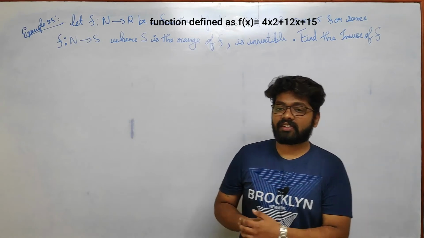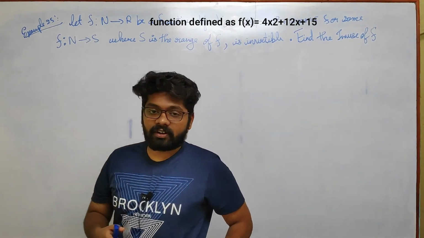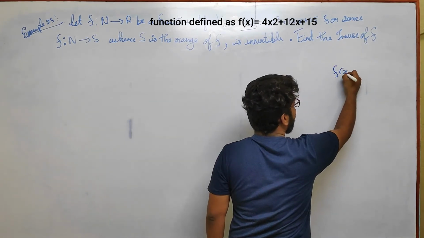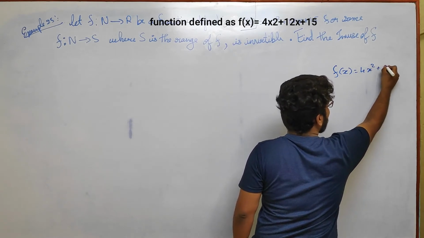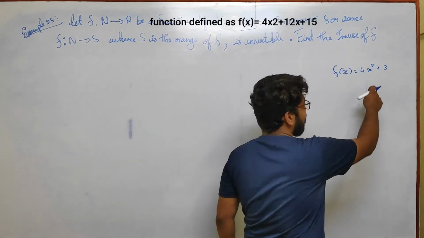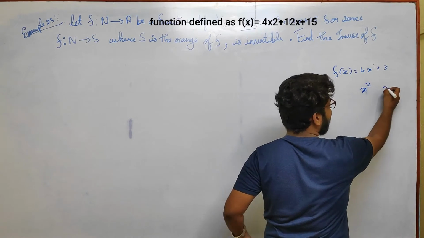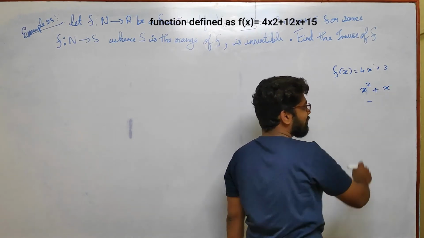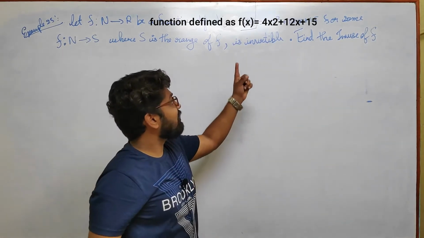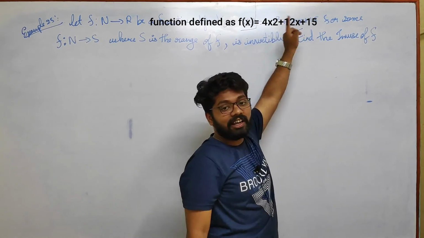Example number 25. So in this question, what is the main point over here? In the previous sum, how was it? f of x was 4x plus 3, that was all. And if you notice here, x had only one power. Whereas in this case, if you observe clearly, f of x has two powers, that is x squared and x as well.